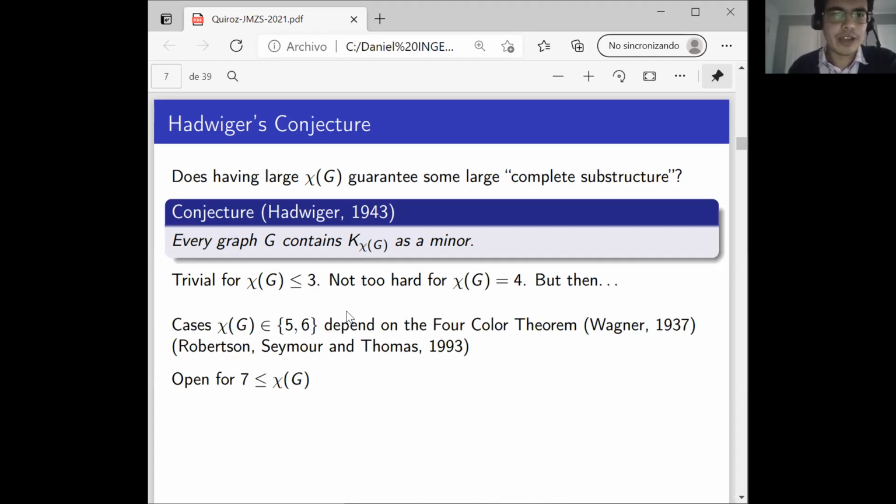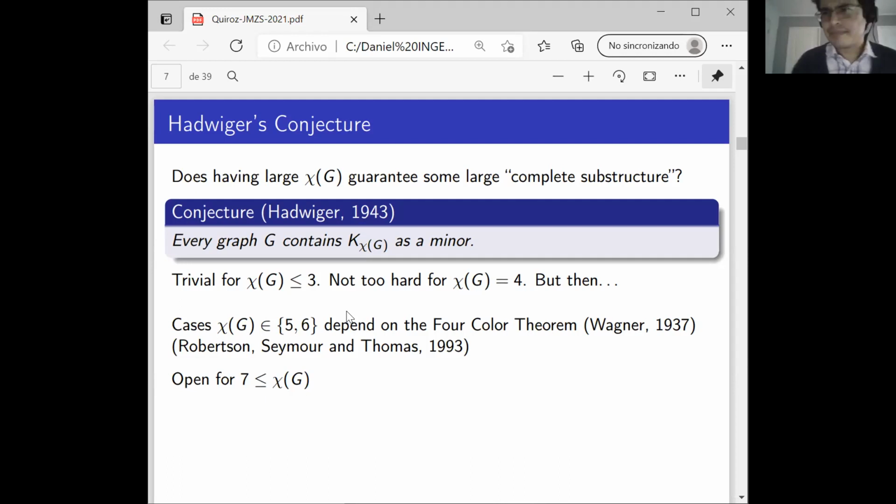So for 5, it's known for 5 and 6 as well, but these two cases depend on the 4-color theorem. The case equals 5 was proved by Wagner in 1937, and then Robertson, Seymour, and Thomas proved the case equals 6 using the 4-color theorem. And from then on, it's open.